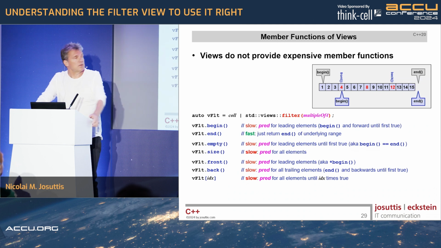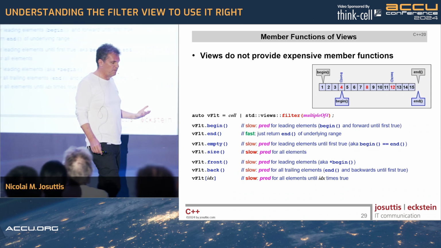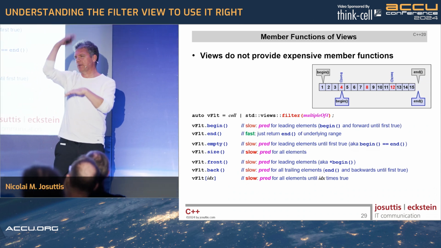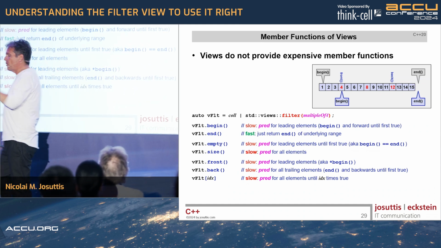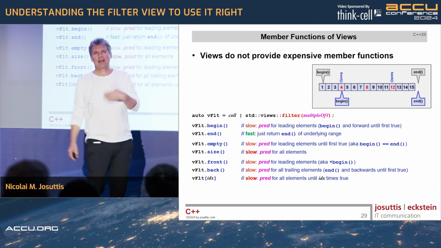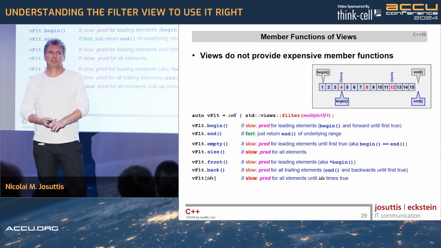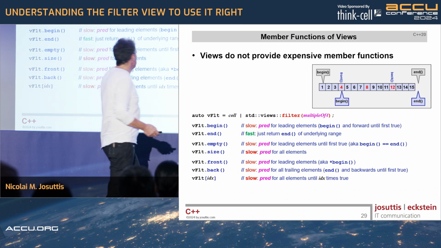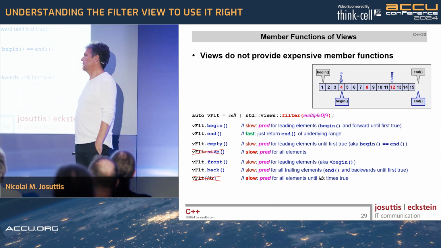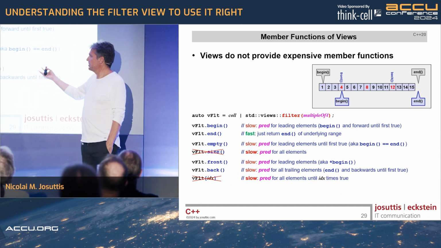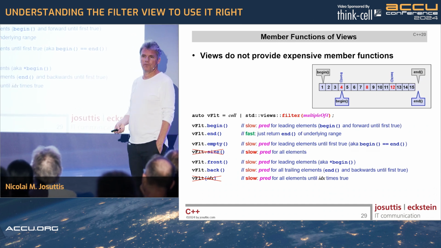So what you see here is roughly what each and every view in principle could do. In fact, all the view types are derived from the base class that provides all these operations, provided it makes sense. And that is, they have constraints using the new feature of concepts. And with these constraints, size and the index operator are not provided for a filter. So the others are. So back, for example, front, empty are provided.